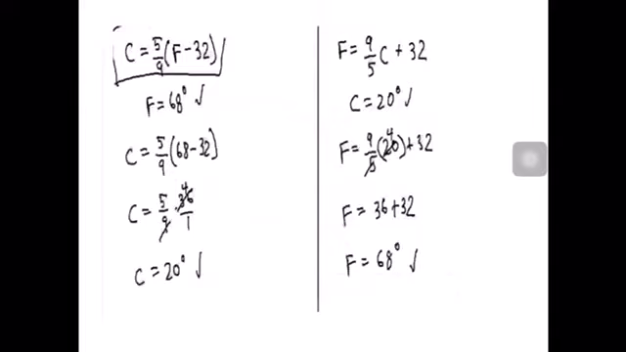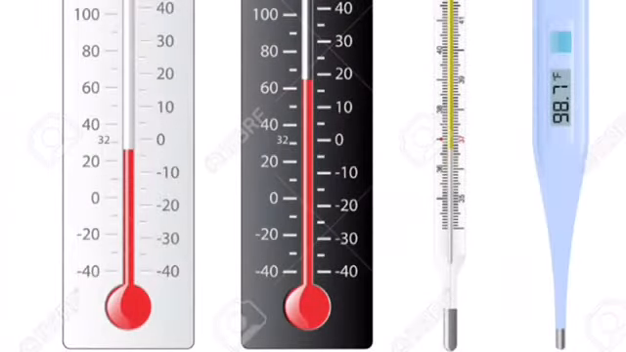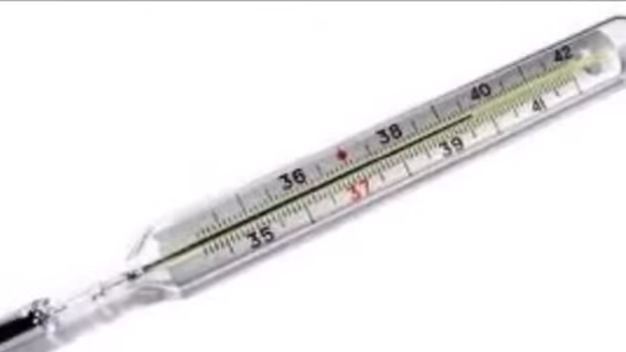C equals 5/9 times (68 minus 32). Then you can see the temperature is 20 degrees Celsius. Now take this as Celsius and again convert into Fahrenheit. You will get the same 68 degrees Fahrenheit. This proves the scales of temperature can be interchanged.